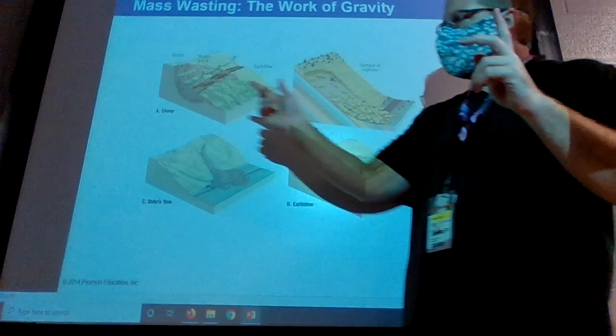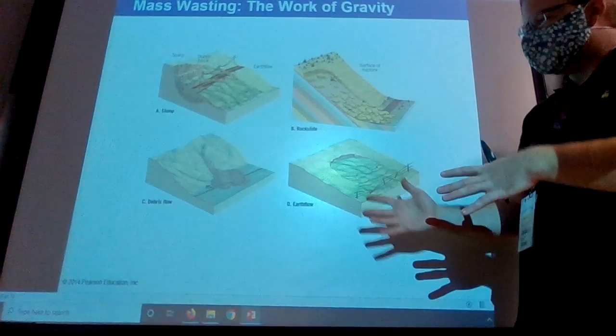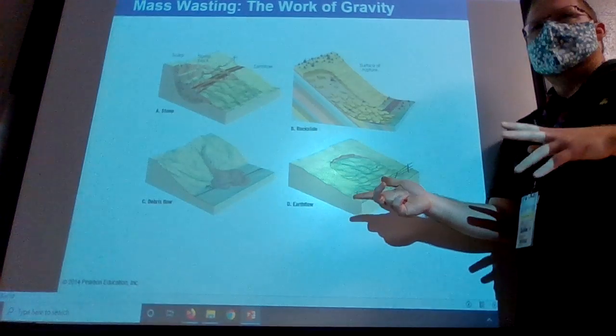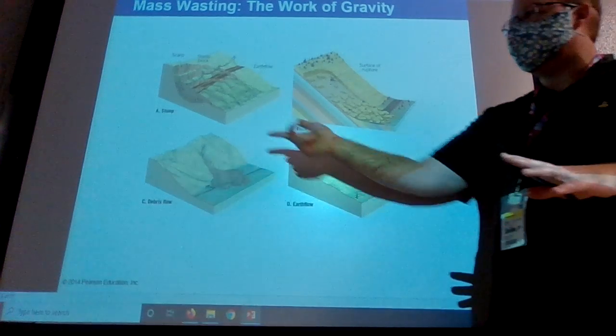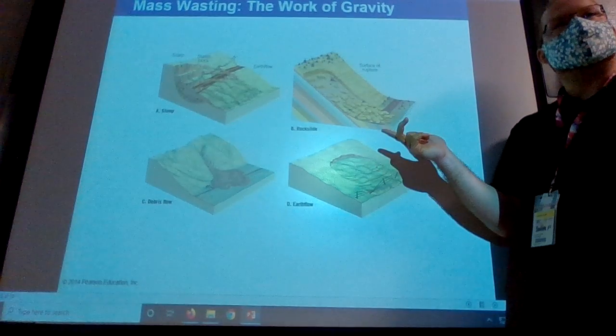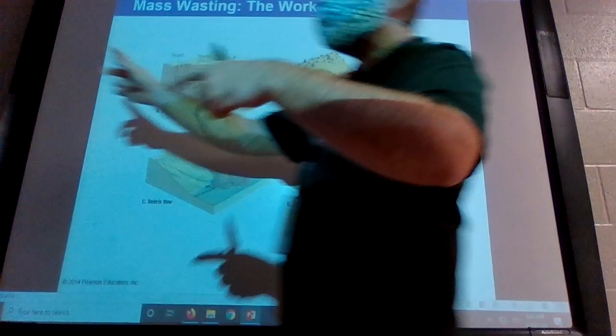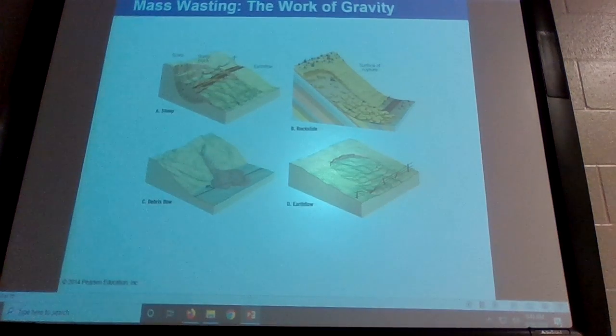So slumps, I wish they kind of moved these around a little bit. Slumps and earth flows are going to be pretty similar. We actually see slumps and earth flows here in Texas quite a bit. With slumps, I already have my pictures drawn. This is not a volcano. This is an overpass for a bridge here in Texas. The perspective's off on the road, but this is the road.